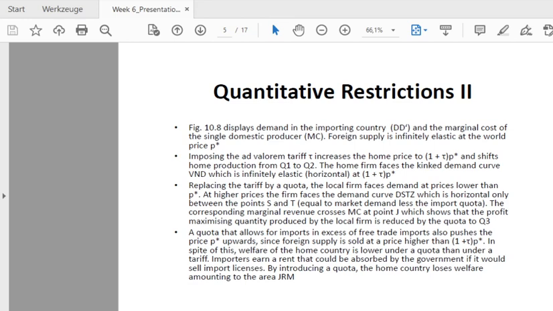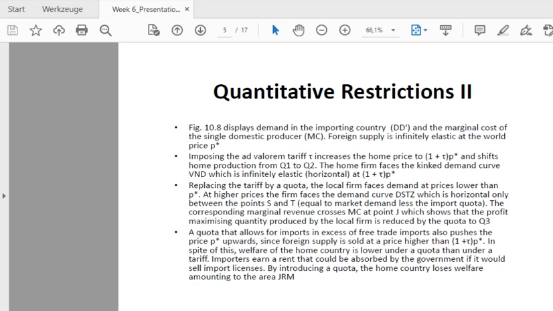The home firm faces the kinked demand curve VBD, which is infinitely elastic at the price P star multiplied by (1 plus tau). If we replace the tariff by a quota, the local firm faces demand at prices lower than P star. At higher prices, the firm faces the demand curve DSTZ, which is horizontal only between the points S and T, equal to market demand less the import quota. The corresponding marginal revenue crosses the marginal cost at point J, which shows that the profit maximizing quantity produced by the local firm is reduced by the quota to Q3.